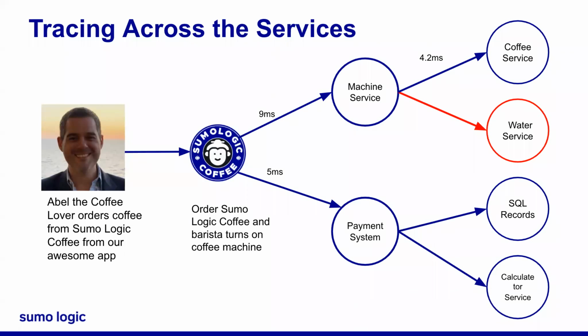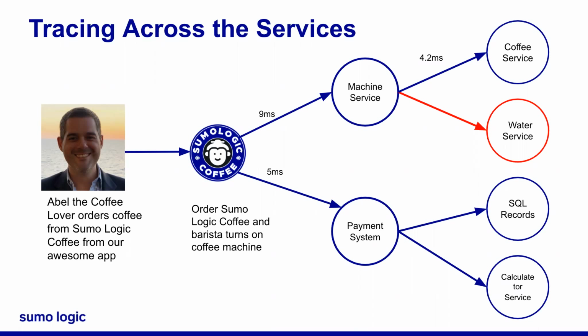Now let's bring this back to tracing, which is kind of the story here. How does this relate? So here we have an example of a user. How can we trace a transaction horizontally across the services in the coffee app? So here on the left-hand side of the screen, we have Abel. He's our coffee lover, big fan of Sumo Logic Coffee, and he places his order for a cup of coffee using our cool app. The app does what it does.